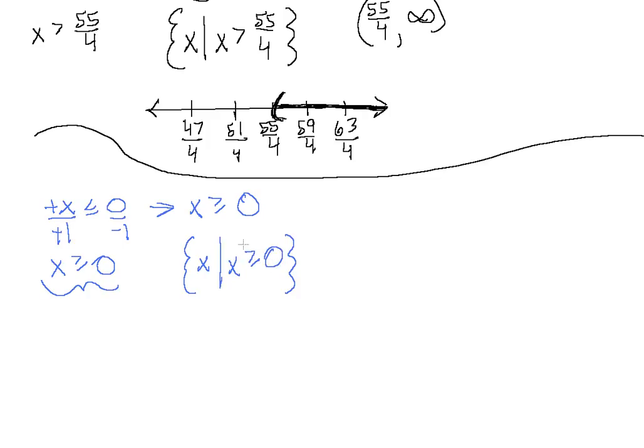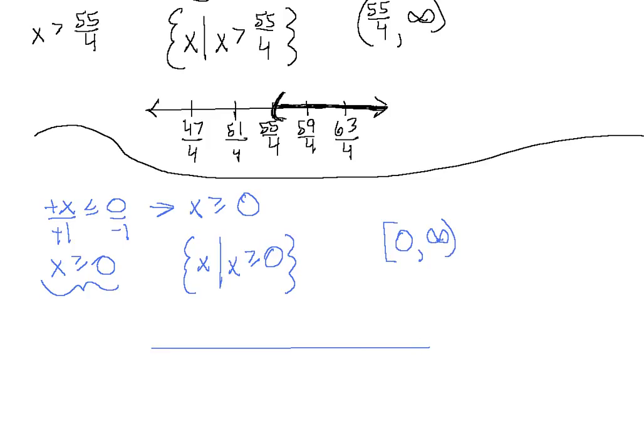That's our set notation. For our interval notation, we're going to include 0 in our solution set, so we're going to have a bracket at 0. It's going to open to the right because we're including all the numbers greater than 0. So it's going to go out to positive infinity, which we always place a parenthesis around.